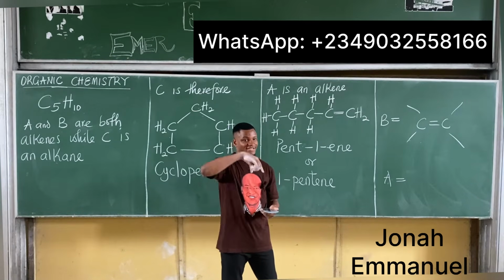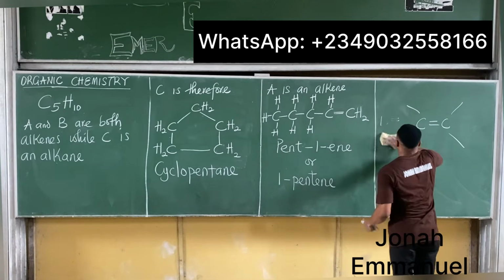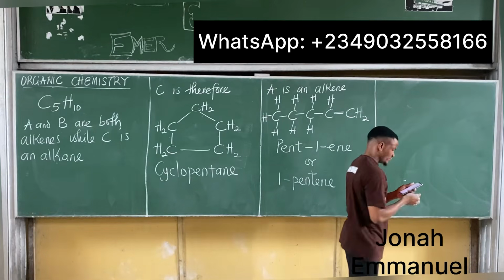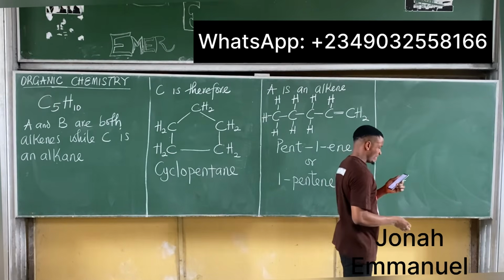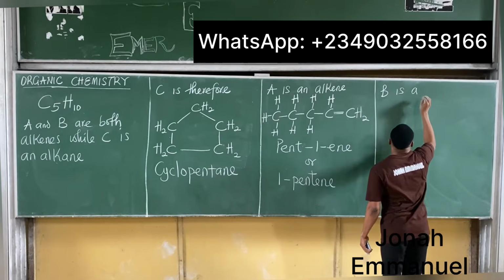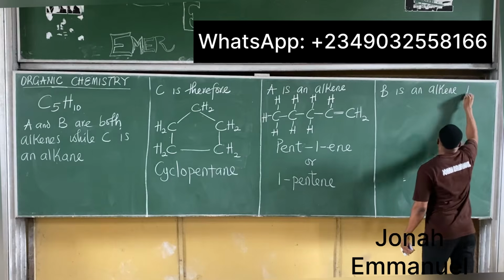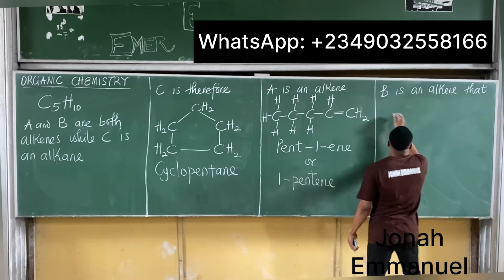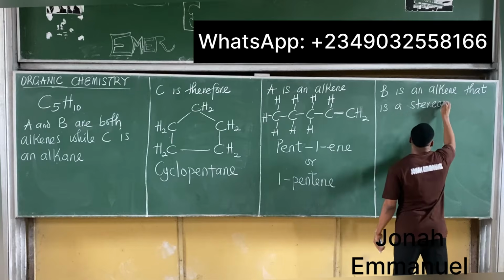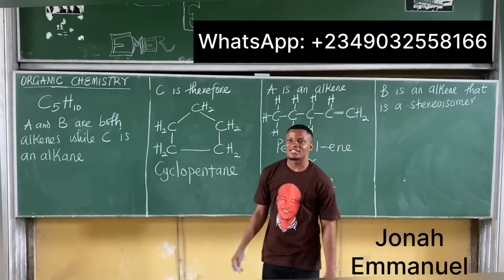B is also an alkene that exhibits stereoisomerism. So because of what there? The cis-trans concept. So let's get B. B is an alkene that is a stereoisomer. That means it forms a cis and a trans from this.